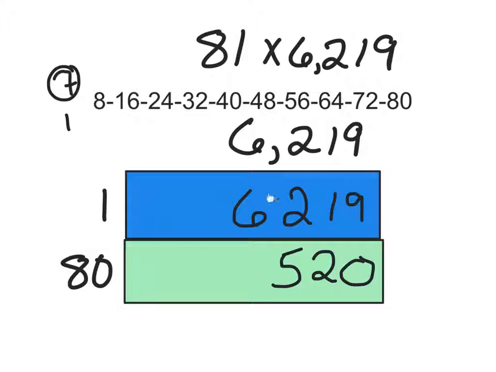Now I've got 8 times 2. 1, 2 gives you 16. Plus this 1 here will give you 17. Drop that 7, carry that 1, and move along.